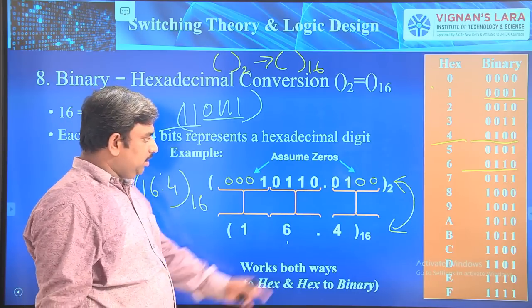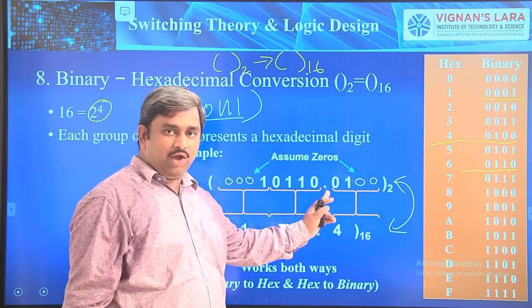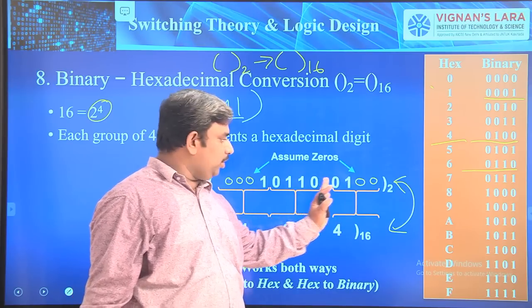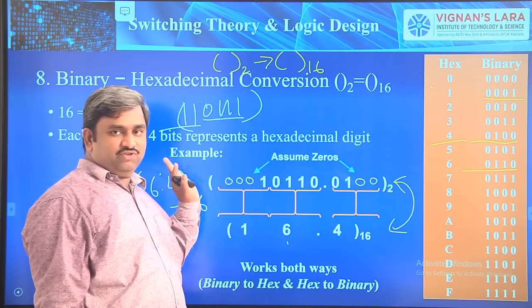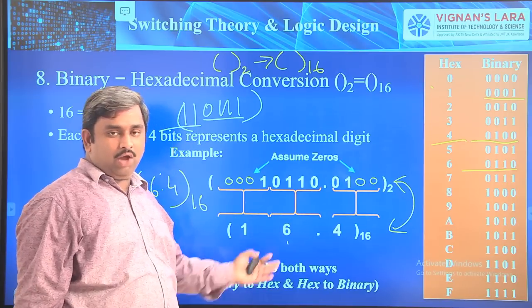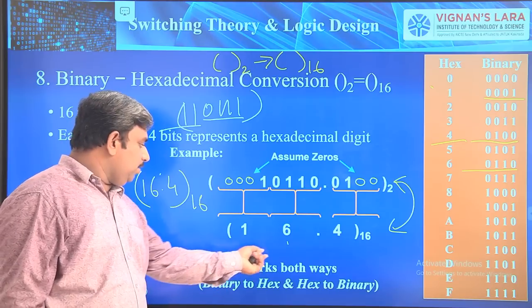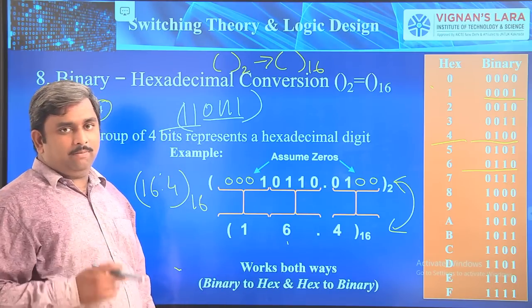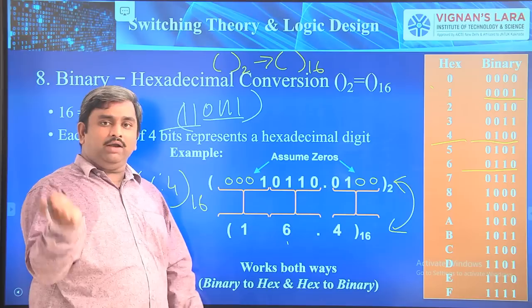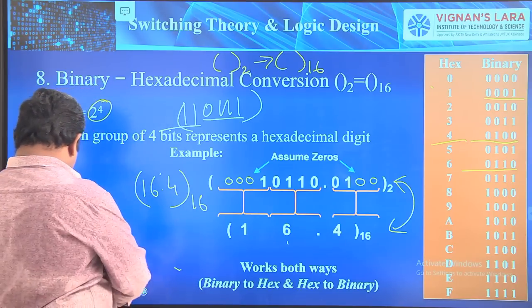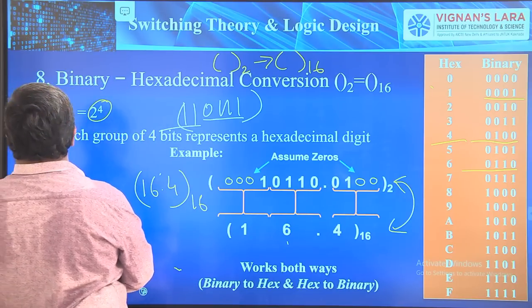That is a very simple thing. If you have any fractional part from the decimal point too, you have to make 4 groups on the right side and left side also, and you will have to convert. So this also works both ways. Binary to octal, binary to hexadecimal, it works in 2 directions. Okay, so these are the conversion techniques.